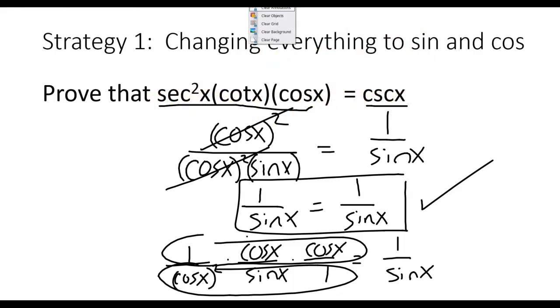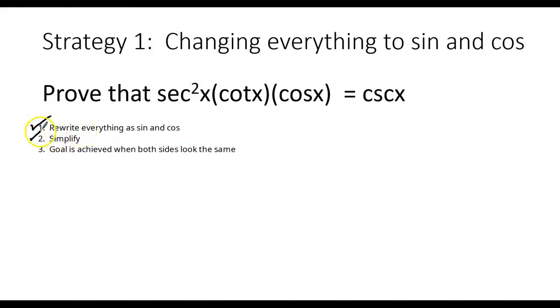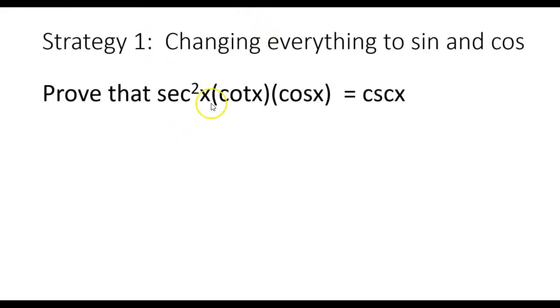So what were my steps? What did I do to solve this problem? Here are the steps. Rewrite everything as sine and cosine using the identities. Simplify it as much as possible. Your goal is achieved when both sides look the same. So I'm going to let you practice a problem like that following those steps.